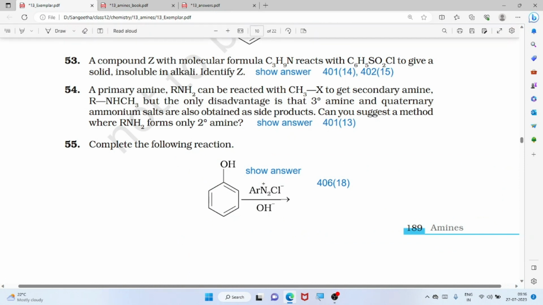A primary amine or aniline can be reacted with this compound to get the secondary amine. But tertiary amine and quaternary salt are also formed in this way. Can you suggest a method to form only the secondary amine? 54.